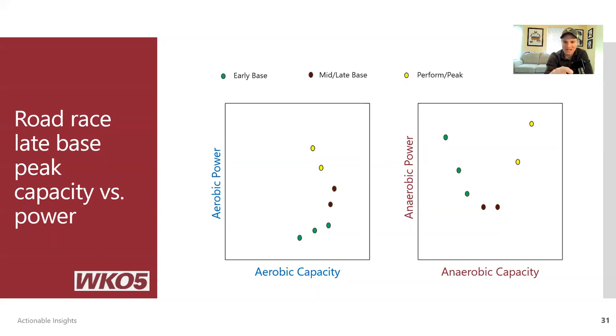Decide what kind of a car they're going to be. Decide the specific and general demands, or the general and specific demands, to make them succeed. What's it going to take to make them go fast? And then manipulate the volume and intensity relationship to output the most power. Is that aerobic power or anaerobic power?